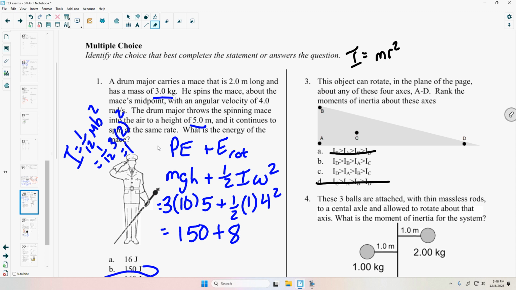So now I need to differentiate between B and A. A good way to think about it is, which is the bigger distance, from here down to here, or from here to here? They look similar, but which of those is bigger? The hypotenuse, right. So the moment of inertia about point B is going to be bigger than the moment of inertia about point A. So B is the right answer.